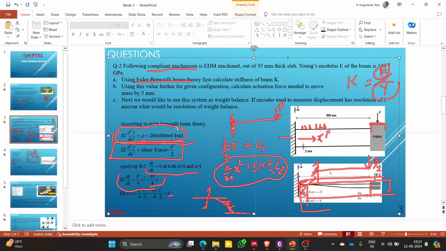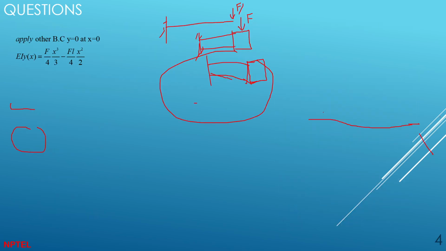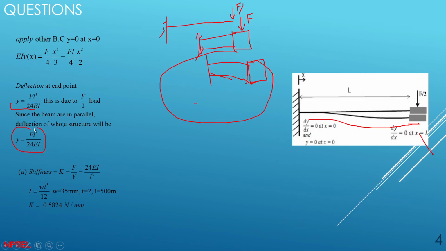So let's move on to the next question, which is the extension to our previous problem. If you have the stiffness, using the value of stiffness, calculate the actuation force needed to move a mass of 5 kg by 5 mm. So they are asking about the actuation force to move this mass by 5 mm. It's a very simple problem. You have y equal to FL cube by 24 EI.